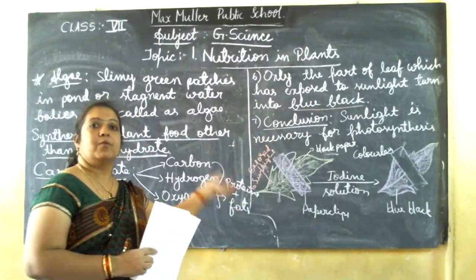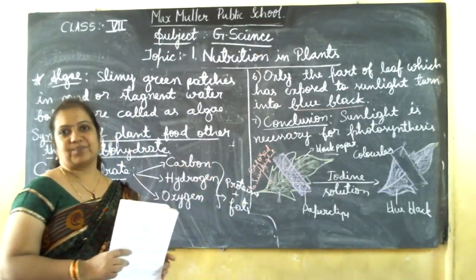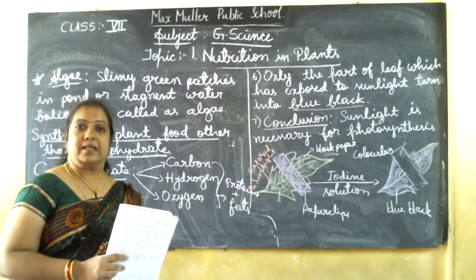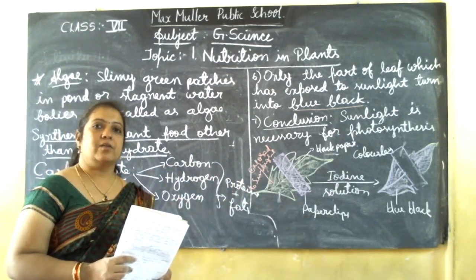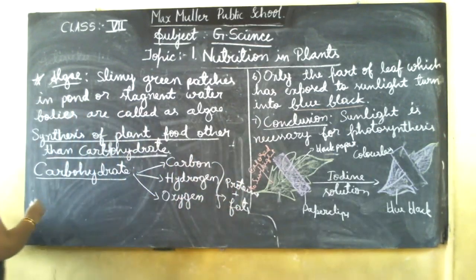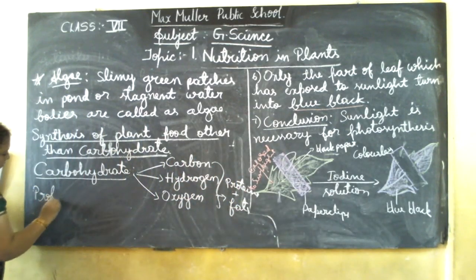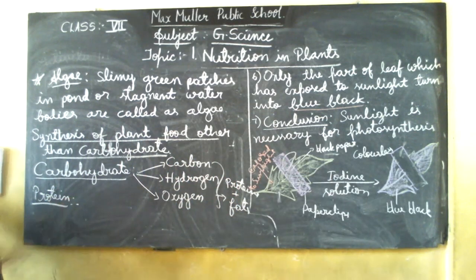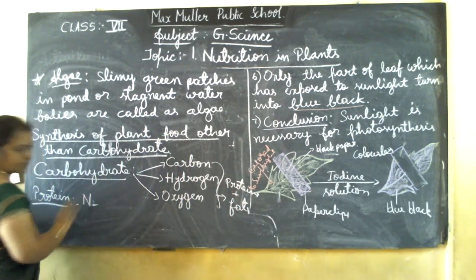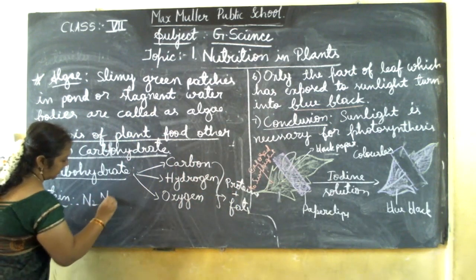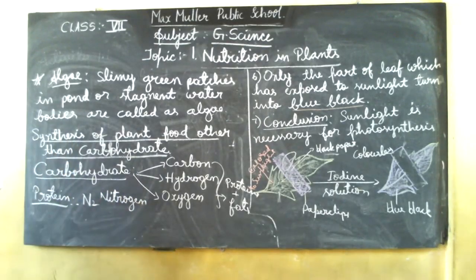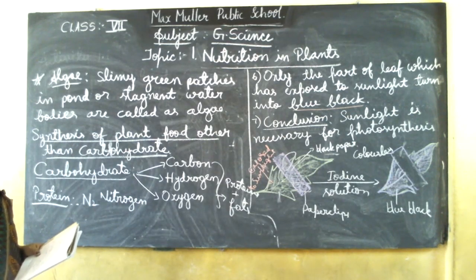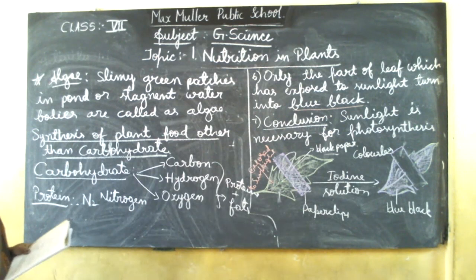Protein has one more thing in it, that is nitrogen. Protein has nitrogen as its main content, but here nitrogen is not present. So how do they get the nitrogen? To make protein, nitrogen is a must. N2 means nitrogen. So what will they do for nitrogen? Nitrogen is present in the atmosphere along with all the gases.